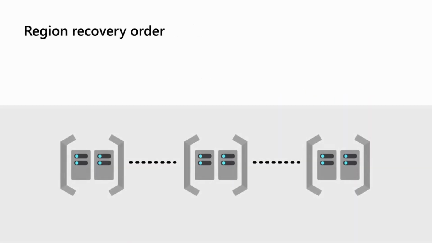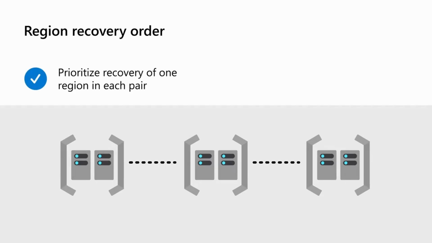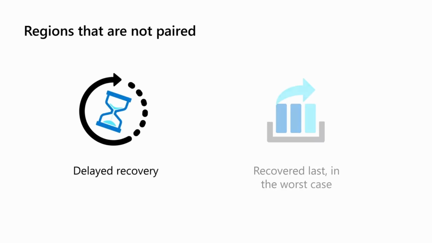The next benefit is region recovery order. If an outage occurs, recovery of one region is prioritized out of every pair. Applications deployed across paired regions are guaranteed to have one of the regions recovered with priority. If you deploy an application across regions that are not paired, it might delay recovery. In the worst case, the chosen regions might be the last two to be recovered.